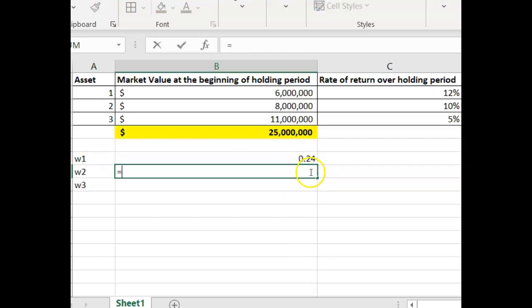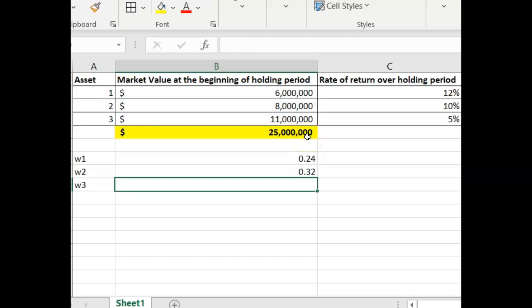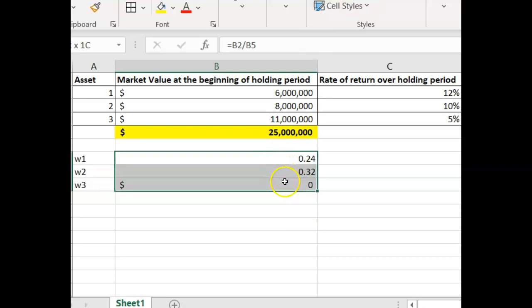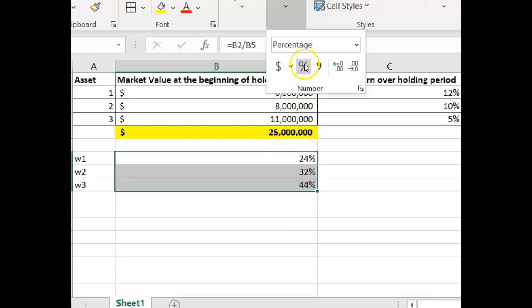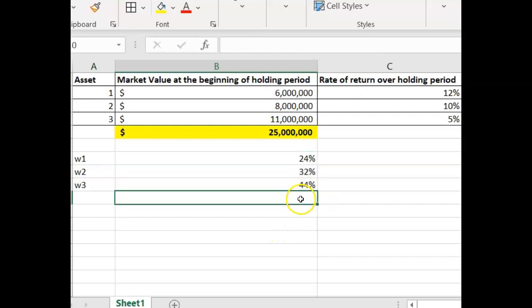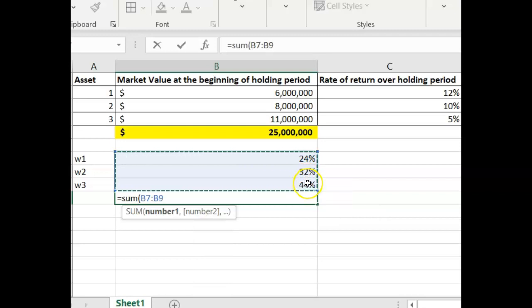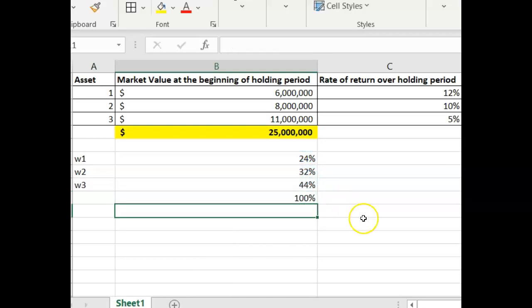The same way the weight for asset 2 would be the market value for asset 2 divided by the total portfolio market value. And finally for asset 3, we follow the same process. Oops, sorry, I made a mistake. So 11 divided by 25. And let's convert these into percentages. And just to make sure, the sum of these percentages has to equal 100%. And there it is.